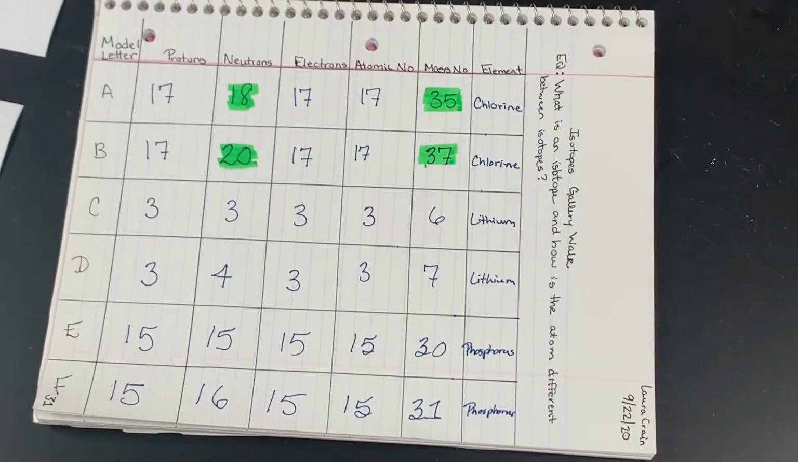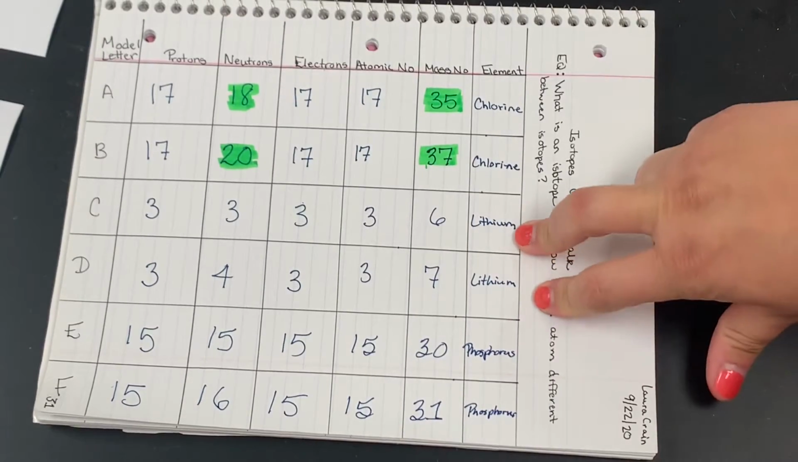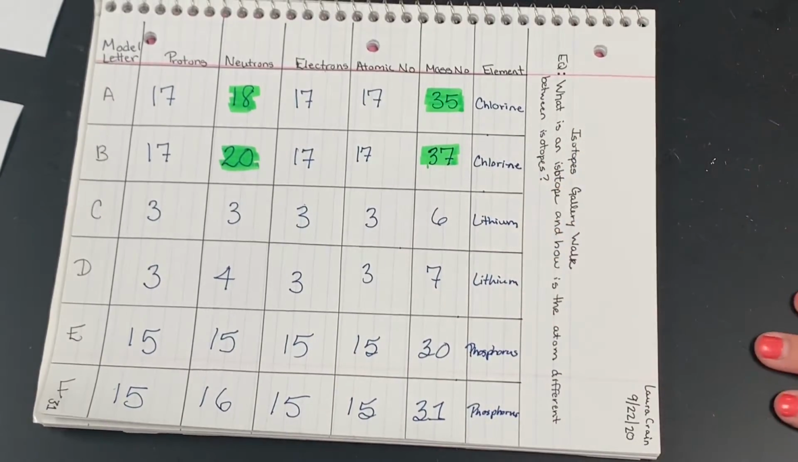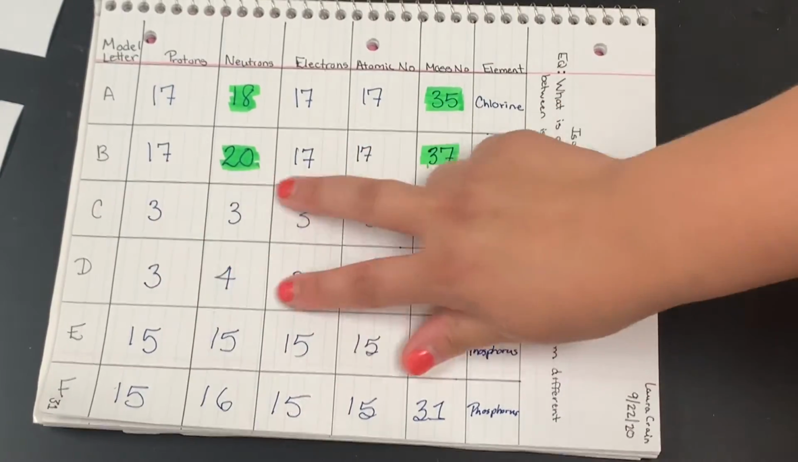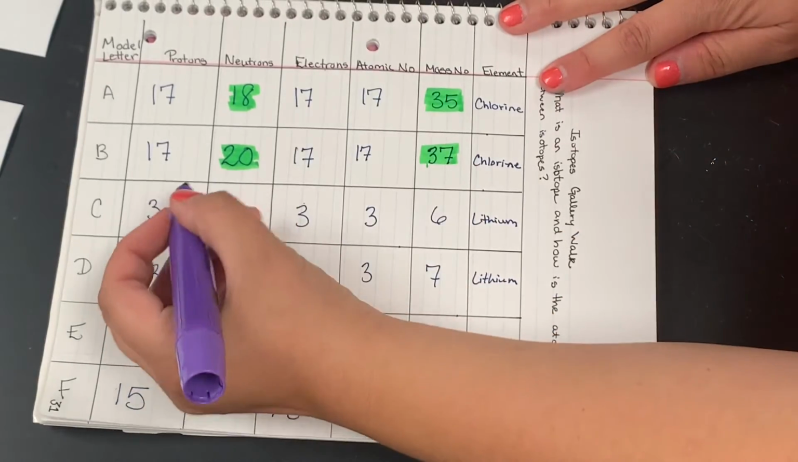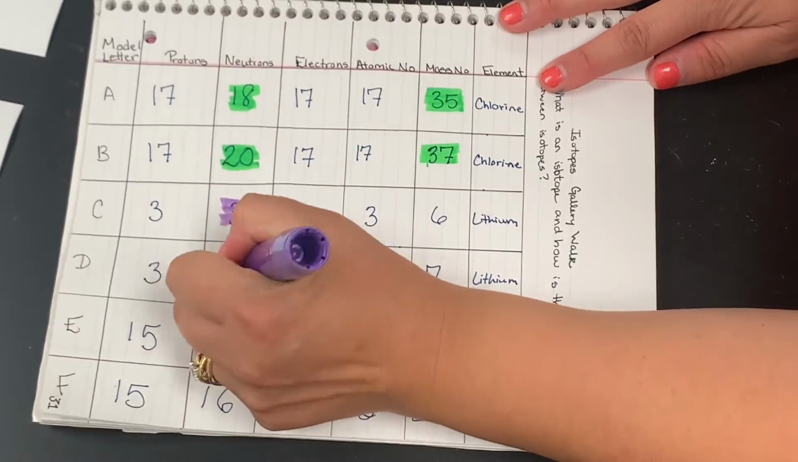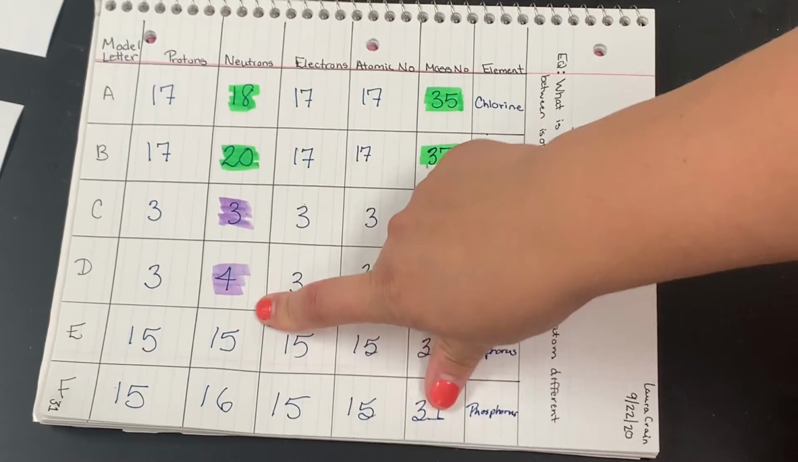So let's look at our second pair of isotopes, our 2 lithiums. I'm going to use purple for lithium. So let's start over here. Protons, 3 for both. Neutrons, 3 and 4. So this is different, so let's highlight this difference. One isotope had 3 neutrons, the other isotope had 4.